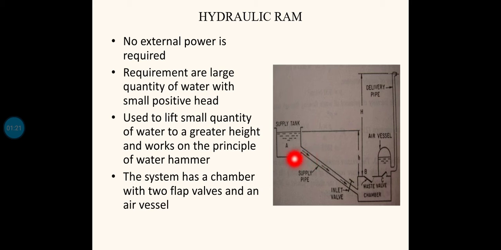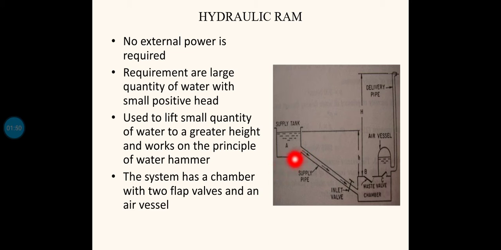So going into the working, the main advantage of this type of hydraulic ram is that no external power is required to operate this one. The requirement of a large quantity of water with small positive head is there for this one to operate. That is, there should be an availability of a large quantity of water at a small head. We don't want high head, but the quantity of water available should be very large.